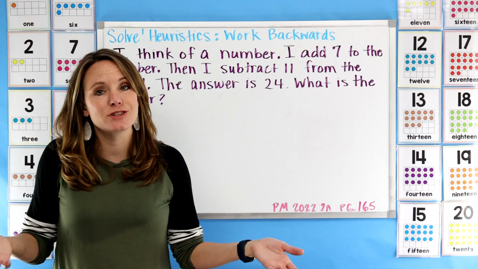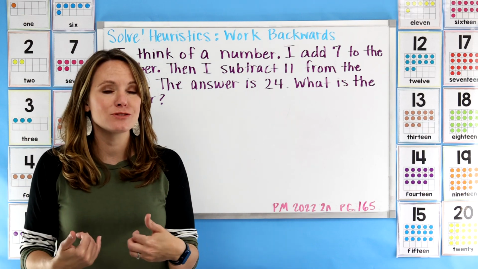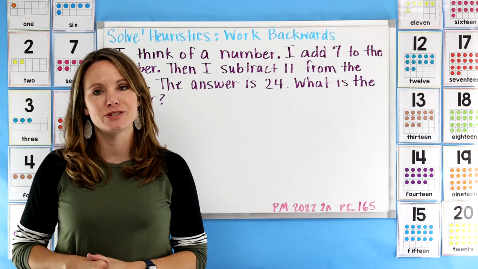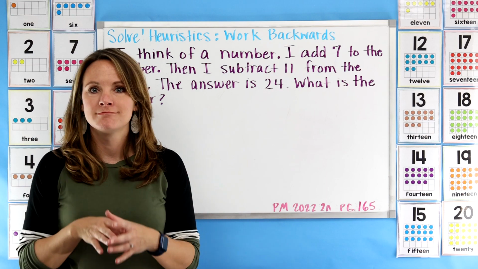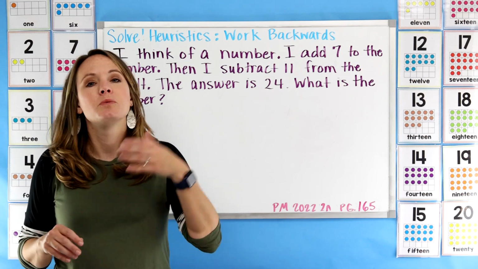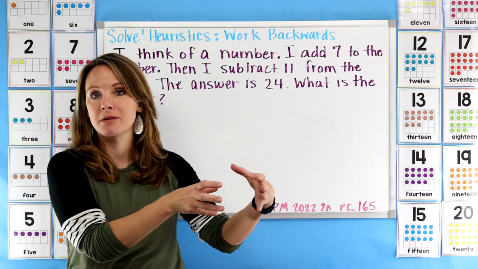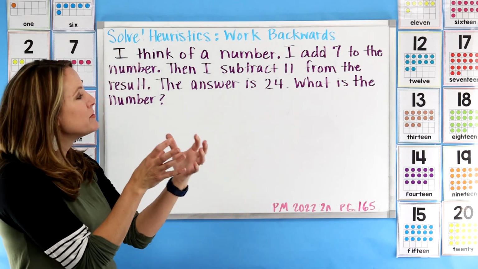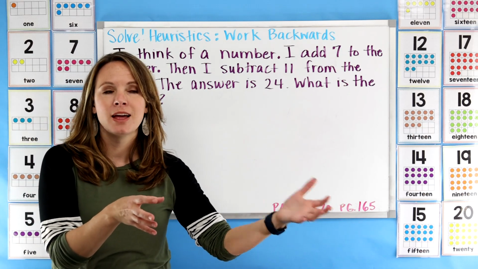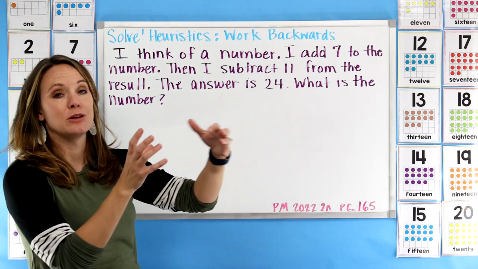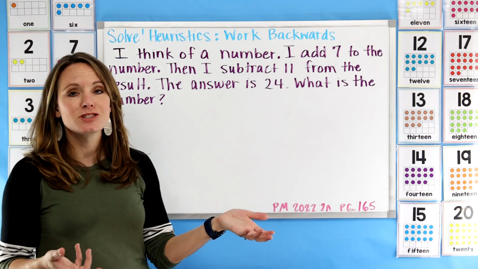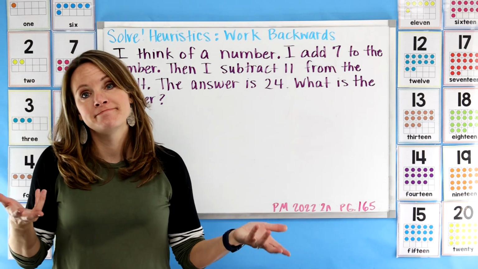So again, I like to visualize what's happening. The first step of the problem solving method is to understand. So let's understand what's happening. We have a number. What happens to that number? We add something to it. What do we add? We add 7. And then we have a new number, right? Then what's going to happen to that new number? We're going to subtract 11. And then when we do, we end up with a new number, which is 24. Okay, so the question is, what's the number?